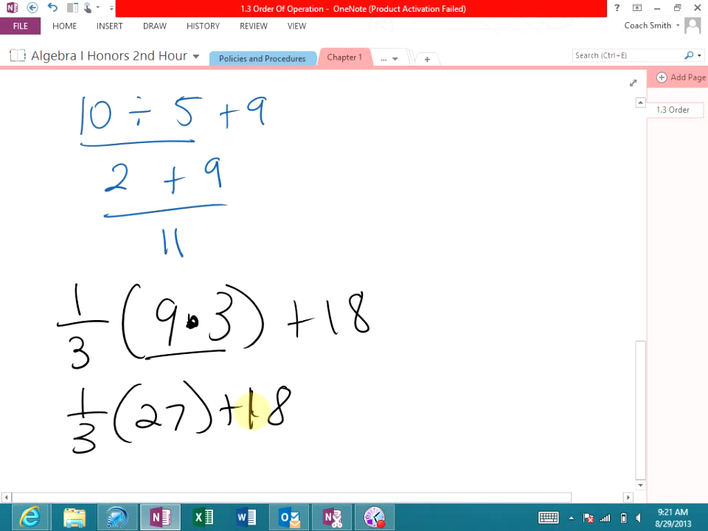One of the reasons we did that review assignment yesterday is because I saw some of these fractions in here, so I wanted to refresh us on what we do when we multiply fractions. Nick, what do I do next? In the problem, 1/3 times 27 plus 18, what do I do next? And what is 1/3 times 27?